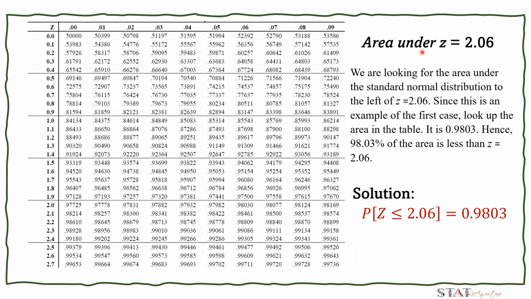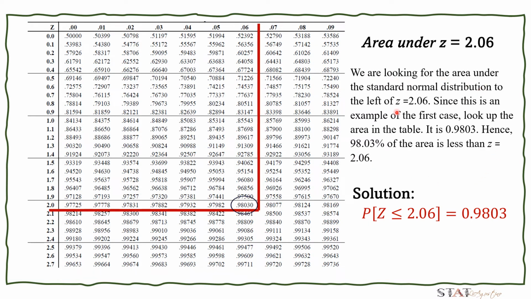So here, area under 2.06. So we have here this side 2.0, and then point up 0.6. So our area is 0.98030. So in textual presentation, you can explain it this way.